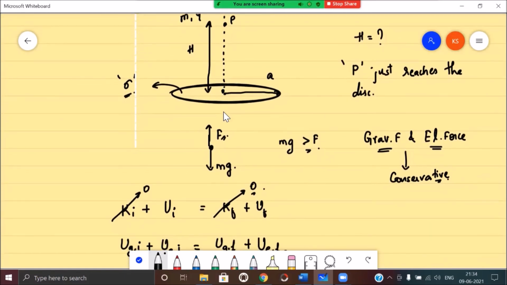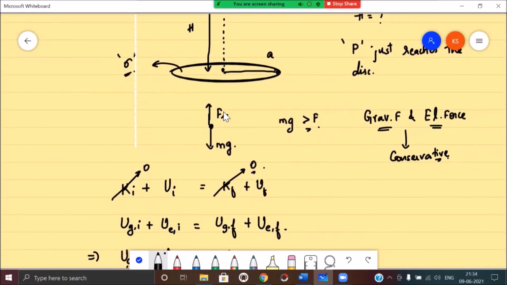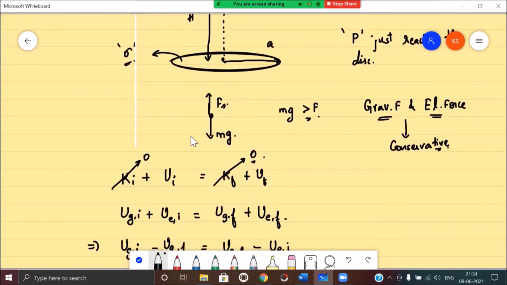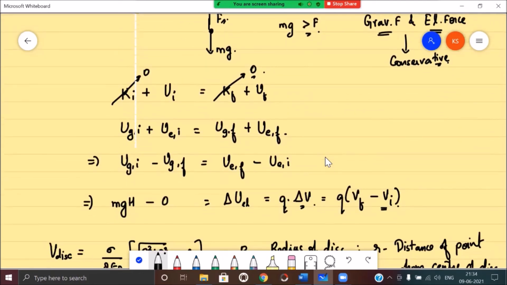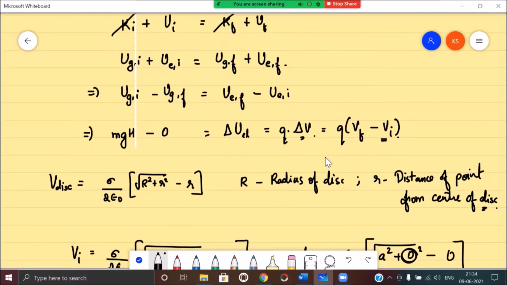And then realizing that the energy method is much easier to solve this question, we have used conservation of mechanical energy as the forces acting over here are both conservative forces, right? And then it's just a matter of substituting all the formulas, especially using the formula of potential of a disk, which was sigma by 2 epsilon naught times under root of capital R squared plus small r squared minus small r, right? So I hope this question is clear, guys.